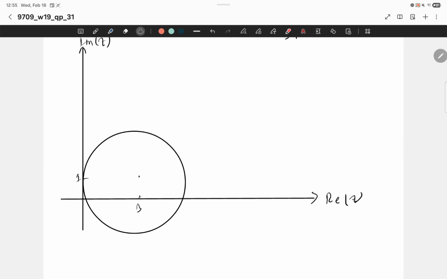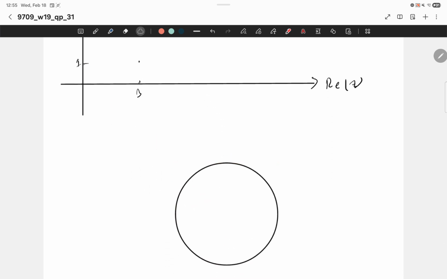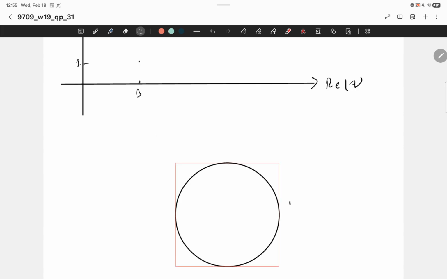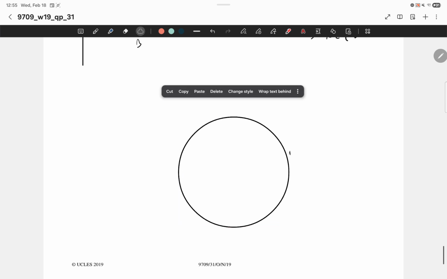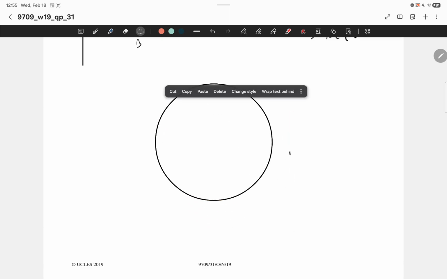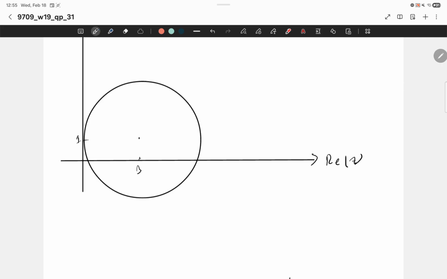So the center should be this, right? Wait a minute. Yeah, so it was somewhere there, like the diameter. Yeah, nice, about fine. So yeah, I think this is the finest I can go.